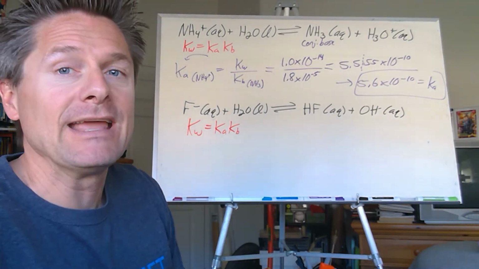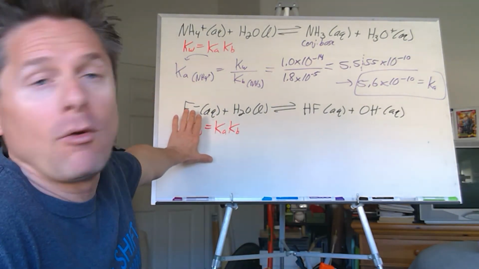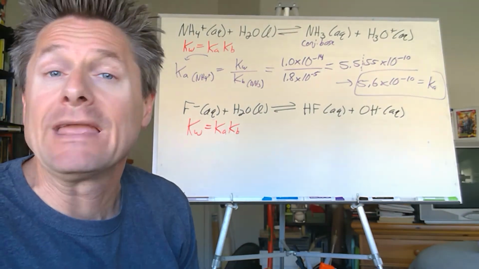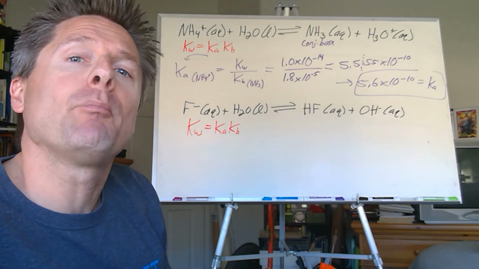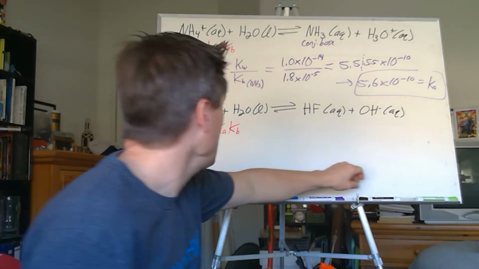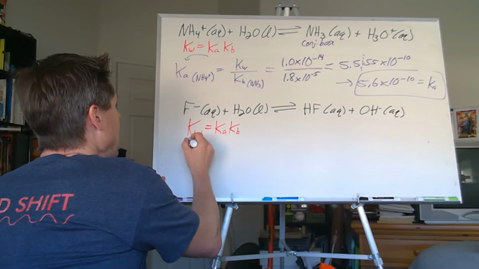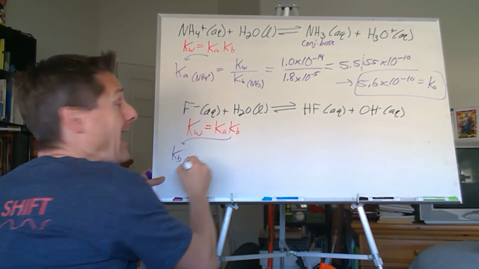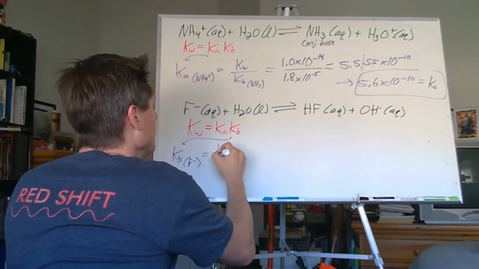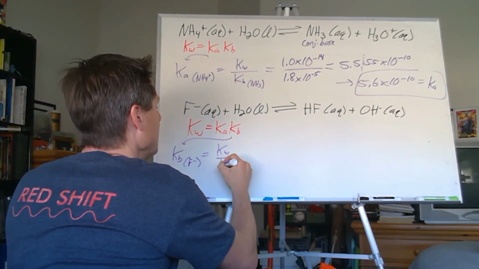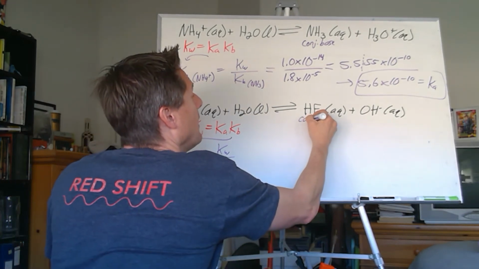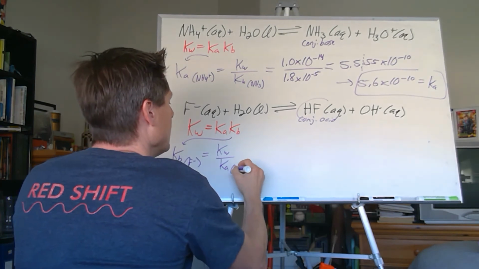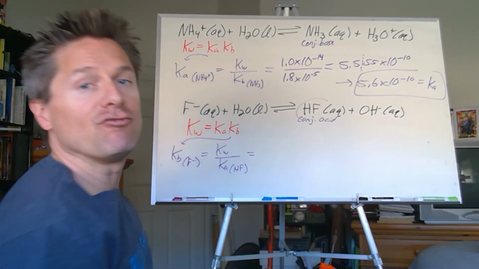Now pause this and do the same thing for the fluoride ion. We're looking for the Kb value for the fluoride ion, which we couldn't find on the Kb table. Do exactly the same thing. So pause it, see if you get what I get. I'll go ahead and work through it. So Kb for the fluoride ion will be equal to Kw, that constant, divided by Ka of its conjugate acid. So that's going to be the Ka of the hydrofluoric acid.